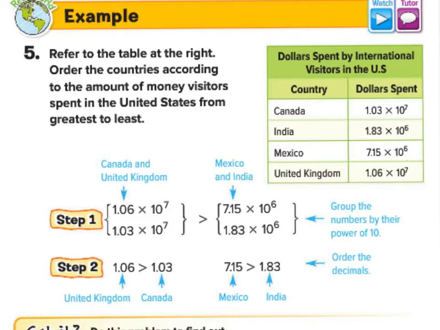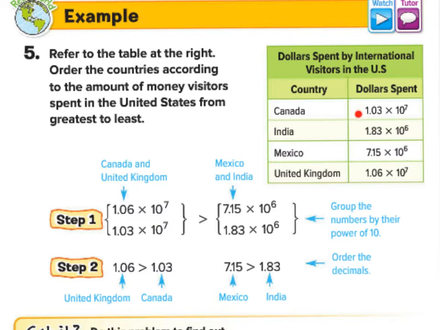So people from these countries visited the United States: from Canada, India, Mexico, and United Kingdom. And they spent money, dollars spent. Visitors from Canada spent this much, visitors from India this much, Mexico this much, and United Kingdom that much. What they want us to do is put them in order.